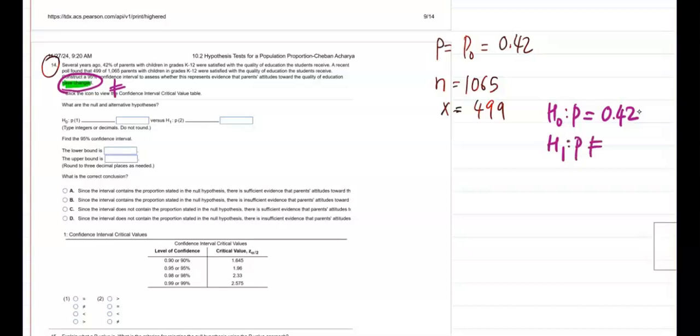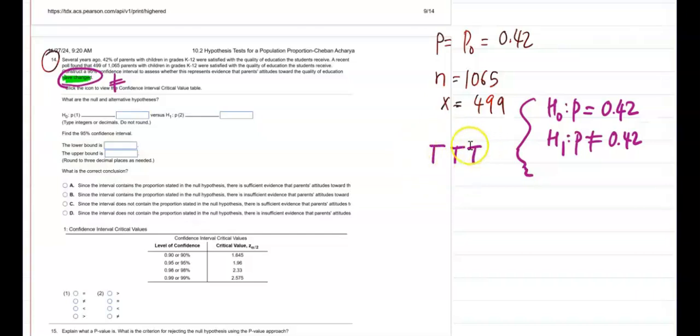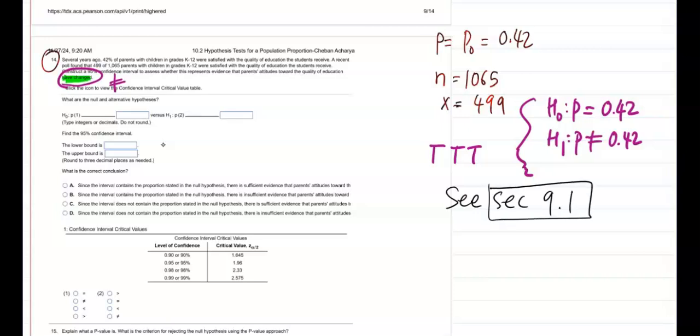Now P is different than 0.42. This is called a two-tailed test. Now you can write the null hypothesis and alternative hypothesis. I wrote it here, just fill in the blank. But remember that this question is asking to find the upper bound and lower bound. Basically, for a two-tailed test, you can test the hypothesis by finding the confidence interval. So I'm going to ask you to see section 9.1, how we find the confidence interval for a population proportion. That's what I'm going to do here.